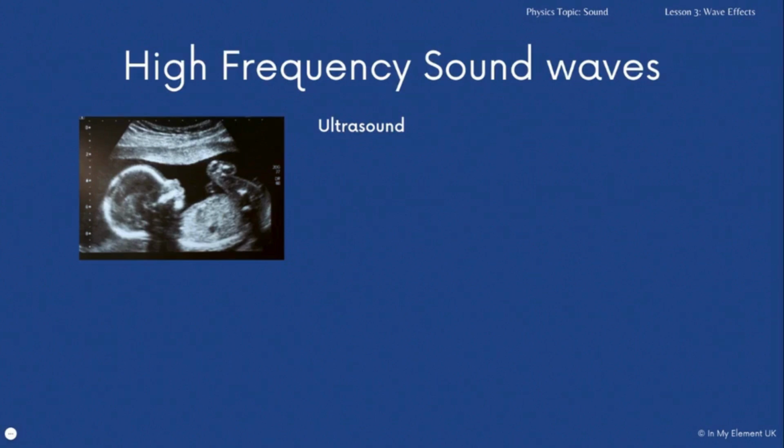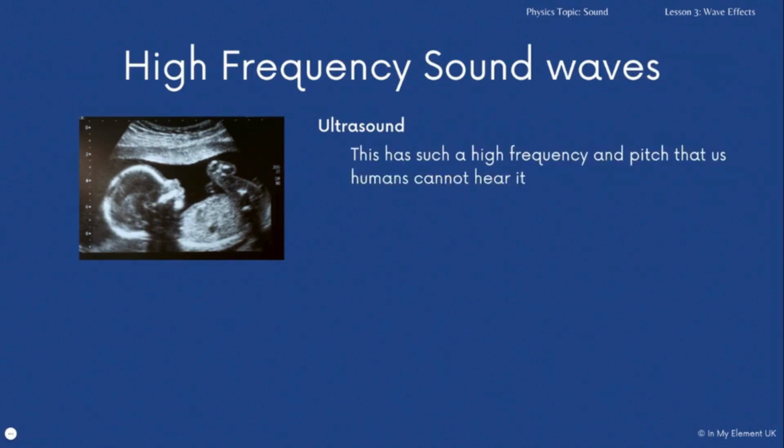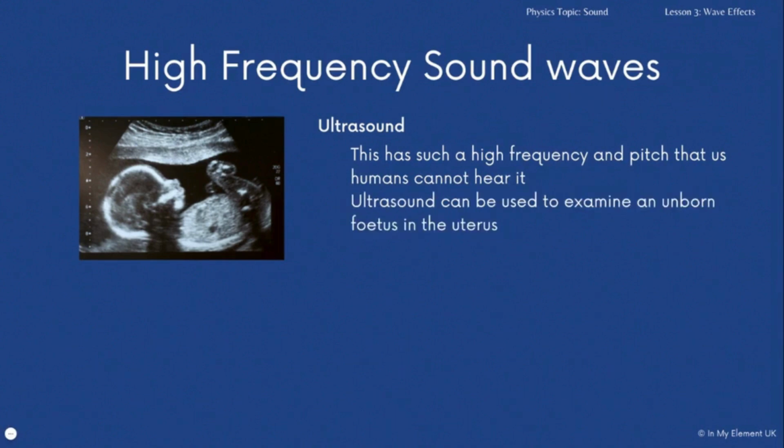Now, finally, really high frequency sound waves. We've got 2 examples here for these. The first one being ultrasound. It's so high frequency and pitch that we can't hear it. One of the uses of it is that it can be used to examine an unborn fetus in the uterus. Ultrasound is also used to examine other parts of the body for investigative procedures, but one of the most commonly known ones, the example you need to know, is this one.